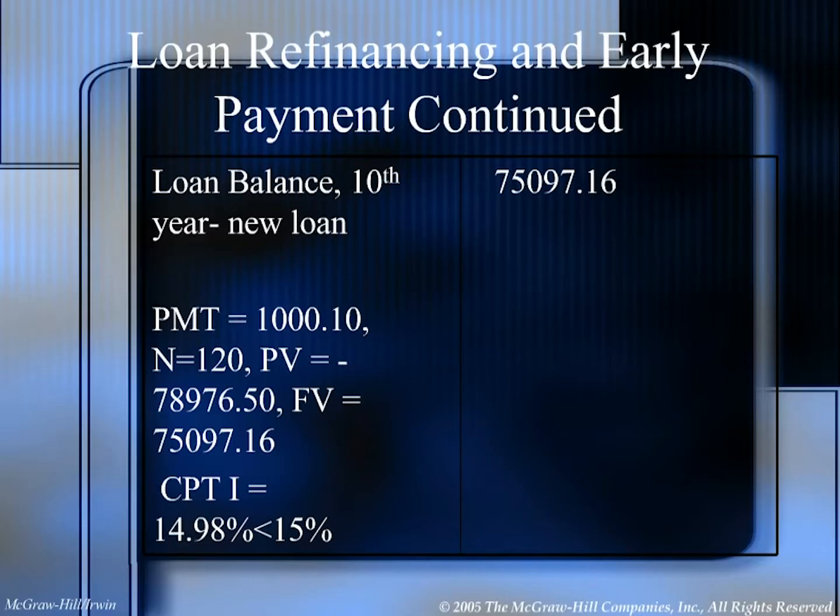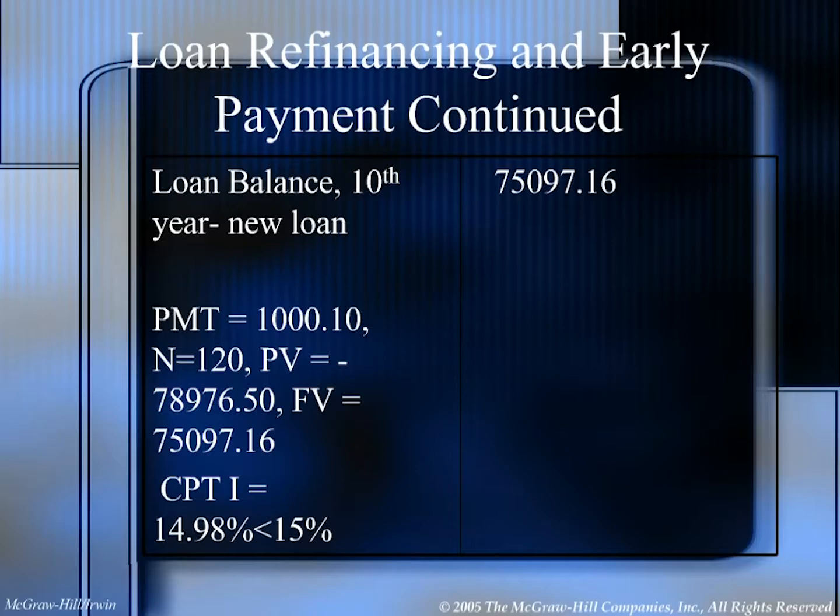So the first thing you have to do is calculate the loan balance at the 10th year. This is the loan balance of the new loan, because that's the one you'd be paying off if you refinance. So you've got the $1,000.10 payment for 15 more years left, because it's a 25-year mortgage. 10 years go by, 15 years are left, so N is 180. And that new loan would be at 14%, so 14 divided by 12. Fully amortizing, so future value would be 0, and compute the present value. And you'd see it's $97.16.